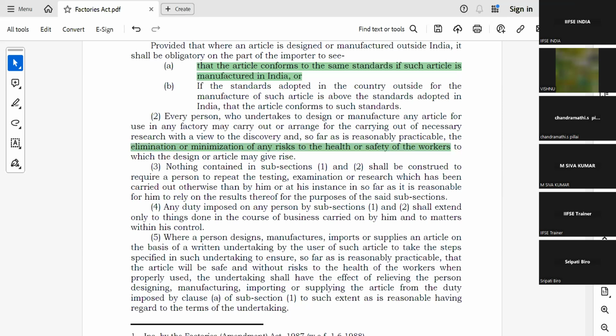We have discussed that ergonomics during the manufacturing of equipment. Same way, ergonomic problem also, it is also one of the risk factors for the operators who are operating such equipment.